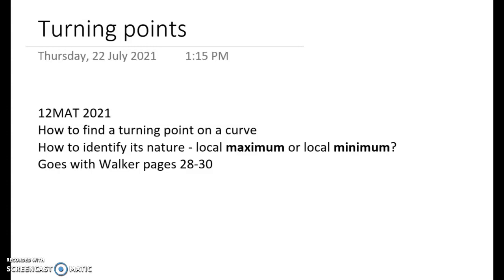Kia ora, Year 12. In this video, I'm going to quickly show you how to find a turning point on a curve using calculus. And then we're going to look at how to identify if we've got a local maximum or a local minimum. So this goes with Walker pages 28 to 30.